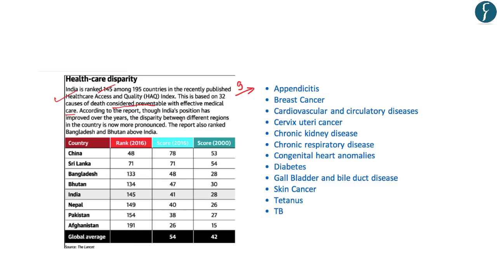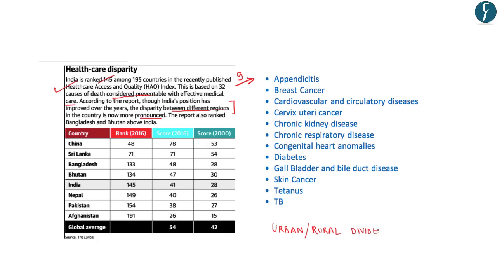According to the report, though India's position has improved over the years, the disparity between different regions in the country is now more pronounced. So we can see the disparity among regions becoming one of the major grounds for a poor report. This also, in a way, makes us understand the real difference in the urban-rural divide in terms of accessibility to a proper healthcare system in the country. The report also ranked Bangladesh and Bhutan above India.